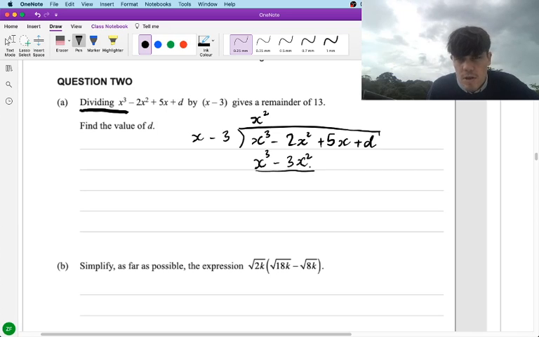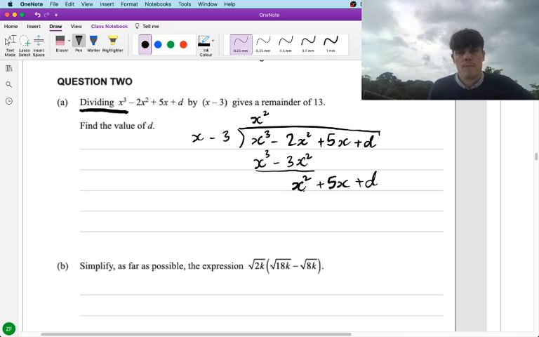Then we draw a line down here. And so we say this minus that, and that's always going to be 0 because that's why we chose x squared. And then negative 2x squared minus negative 3x squared, so that's like doing plus 3x squared. That leaves us with x squared. We've also got to carry everything else that's left over, so we carry this down, plus 5x plus d.